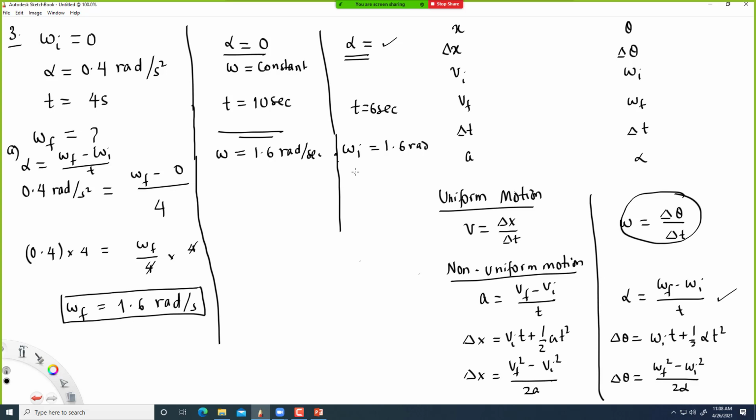So we want to find the alpha that slows down the speed, and it slows down until it comes to rest. That means the final angular velocity will be 0. So how do we find alpha? Again we can use this equation. So alpha is omega final, which is 0, minus omega initial, which is 1.6 radian per second, over time, which is 6 seconds. So negative 1.6 over 6.